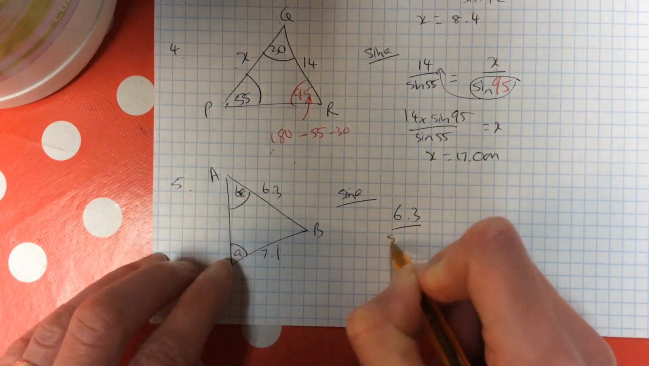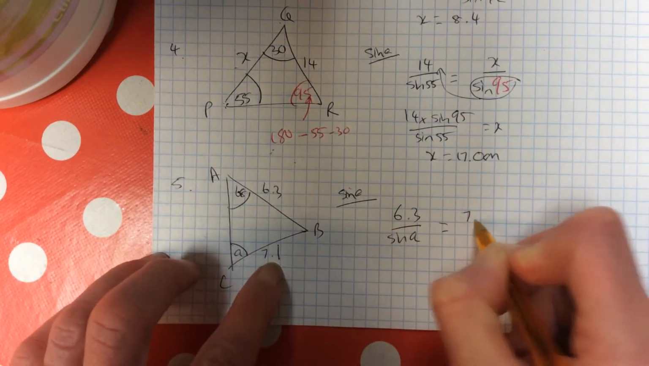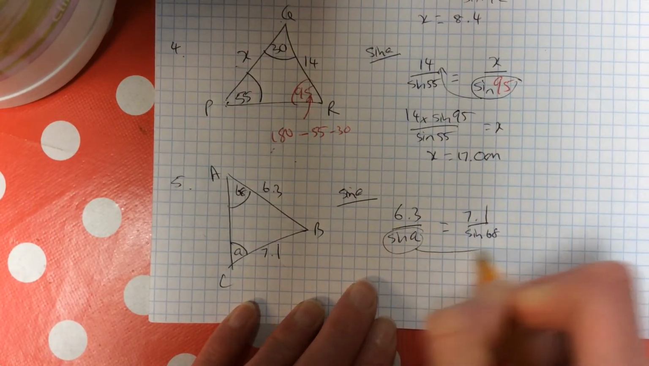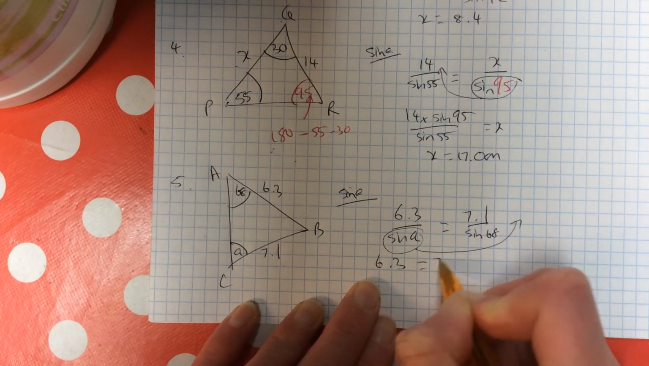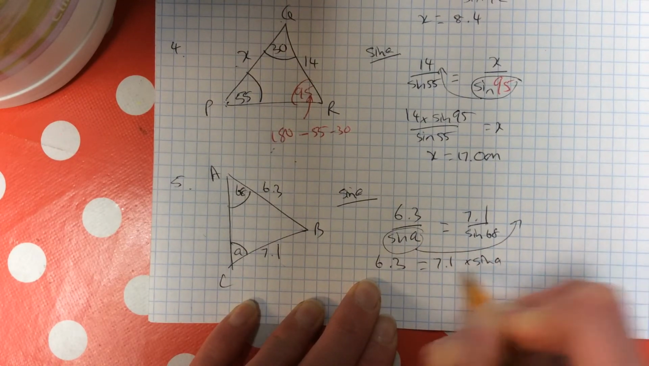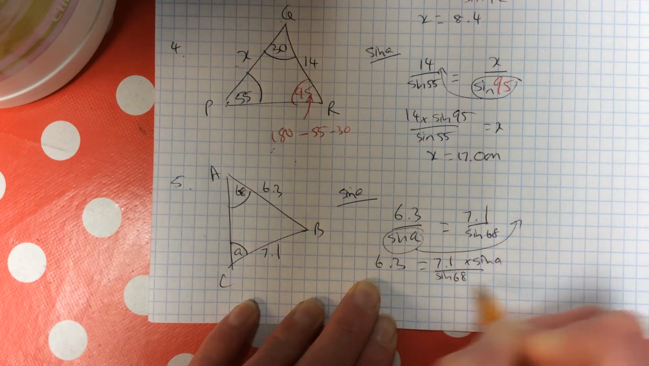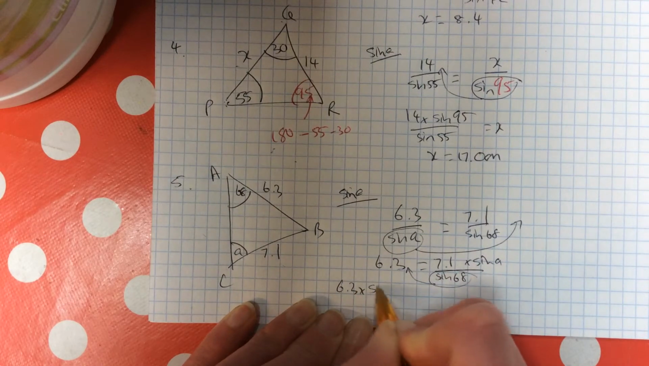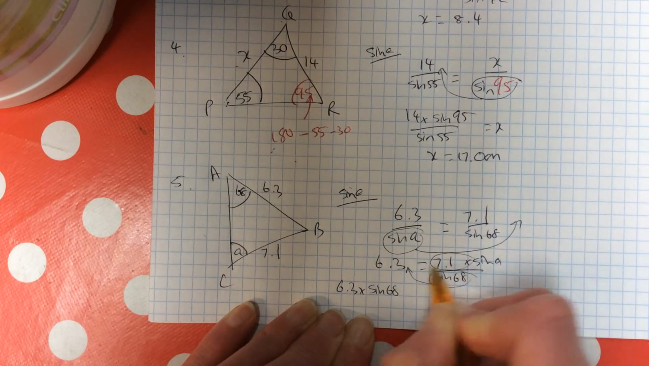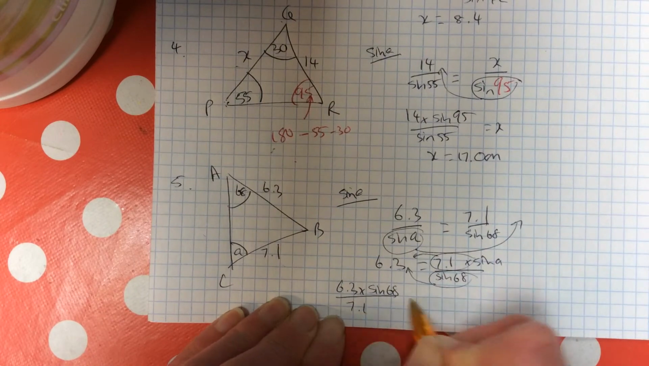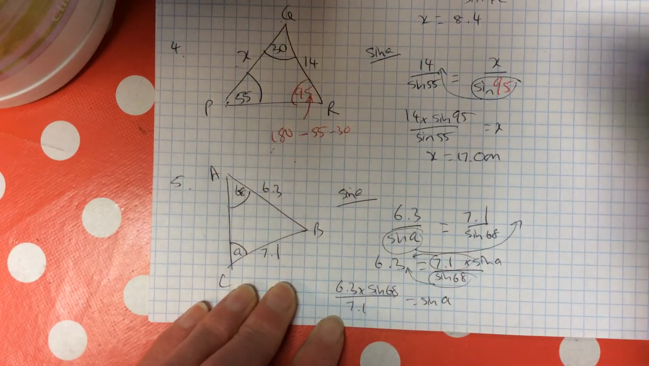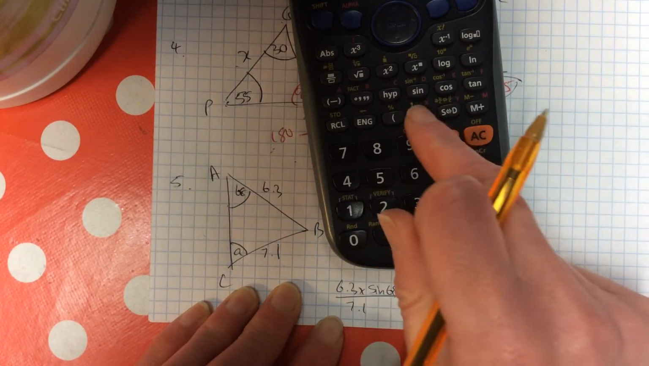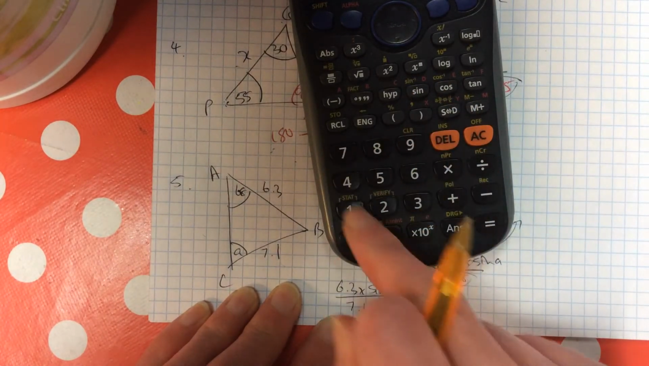Side over sine the opposite angle equals side over sine the opposite angle. What you're looking for is in the bottom, so you must bring it up. Now you're going to rearrange this to get sine A on its own. This is a division, so when you bring it up here it becomes a multiplication. This here is a multiplication, so when it comes over it becomes a division. So you just put that in your calculators as it stands. 6.3 times sine 68, close your brackets, divided by 7.1.